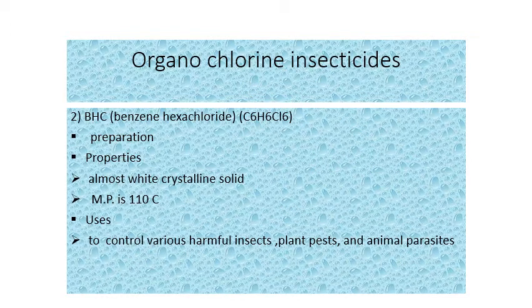Next one is BHC, meaning benzene hexachloride. Formula is C6H6Cl6. It is prepared by benzene plus 3 molecules of chlorine in sunlight. Then gamma benzene hexachloride, lindane, is prepared.